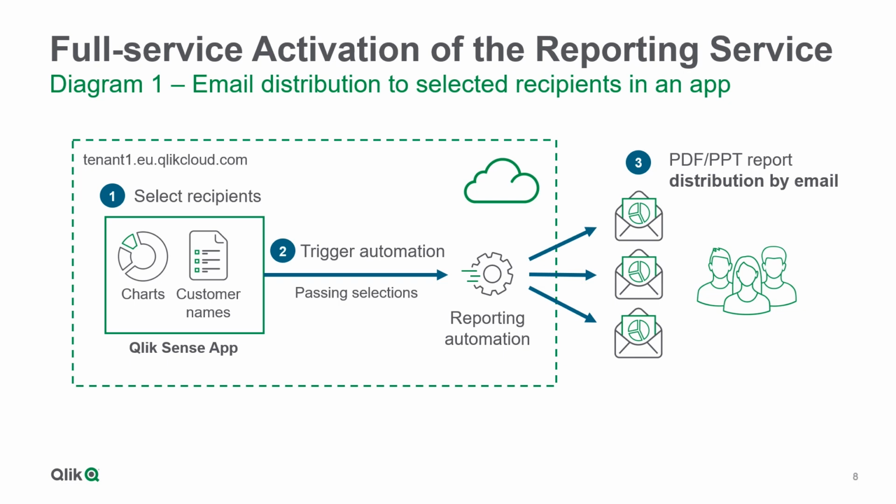There is a Qlik application with email addresses for each customer and a button to trigger the reporting automation. When the automation is triggered, it applies the current selections of the user and loops over the straight table to generate a report for each customer, only with their own data. Finally, the send email block in the automation distributes a PDF or PPT report by email to the corresponding recipients.